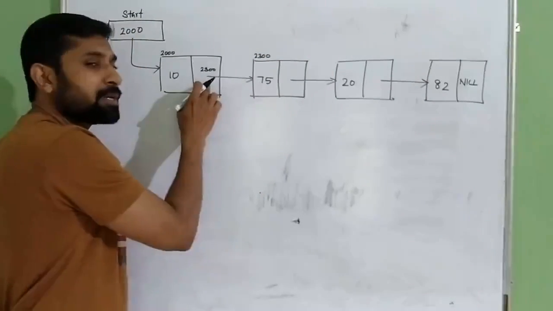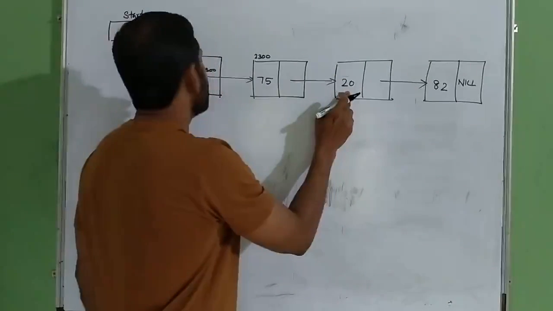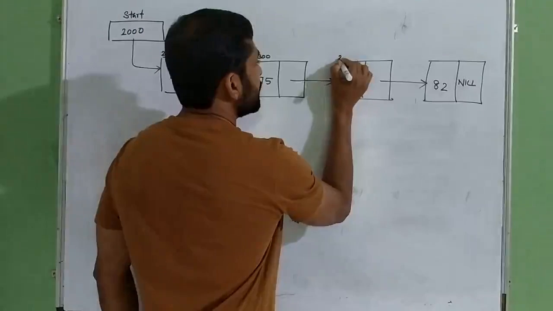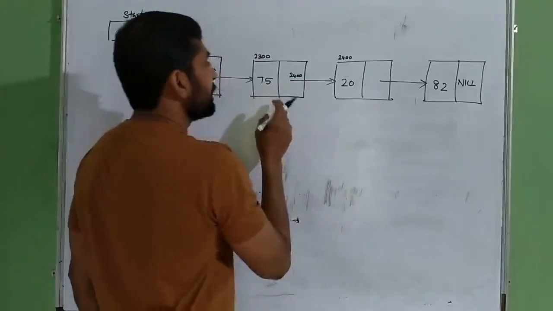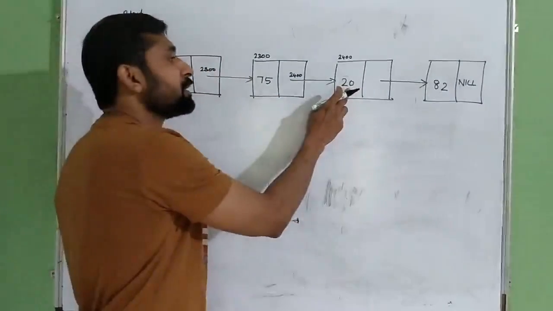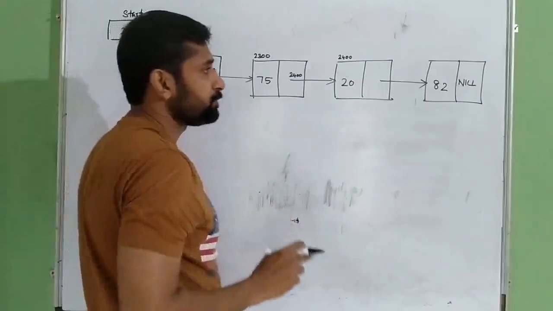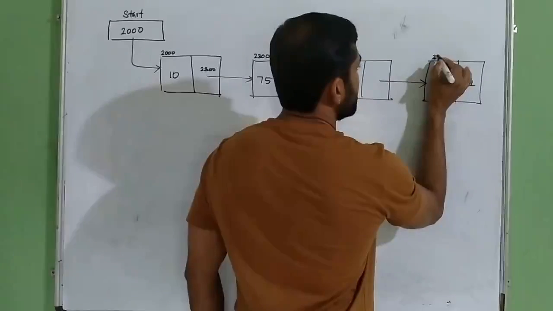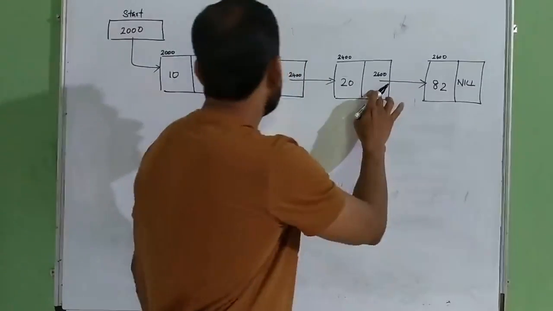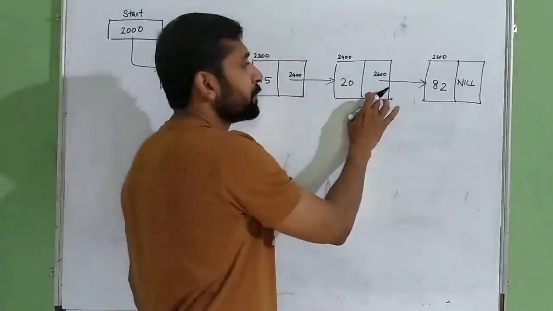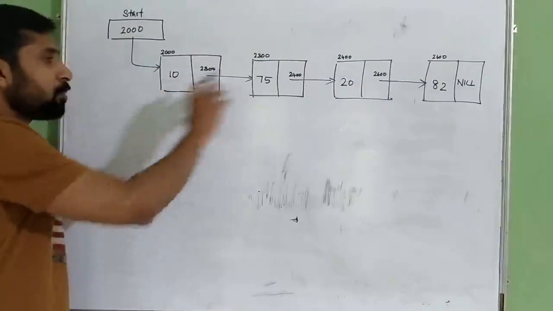The second node is stored here, its address in the link part of the first node. And here this is the third node. Suppose it is at 2400, which means here contains 2400. That is the base address of the third node, stored in the link part of the second node. And suppose this is 2600. So the link part of the third node contains the base address of the fourth node and so on. Now we want to perform a traversal operation.